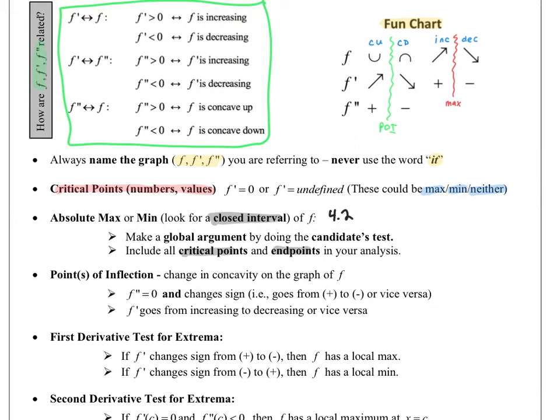You're going to do this candidates test, and you're going to do that table. You're going to list the critical points and endpoints in that table and find their f values to draw your conclusion about absolute max and absolute min.